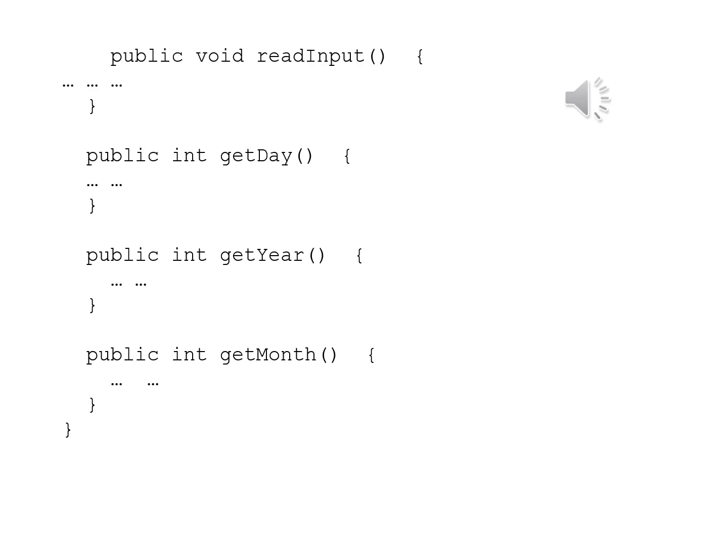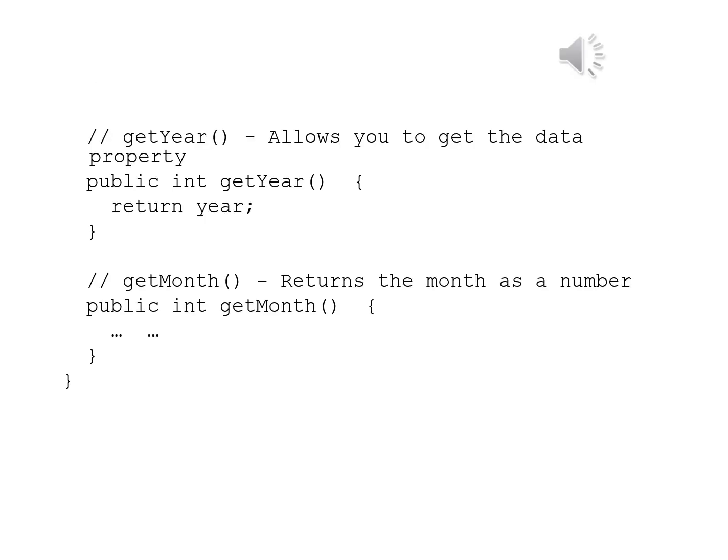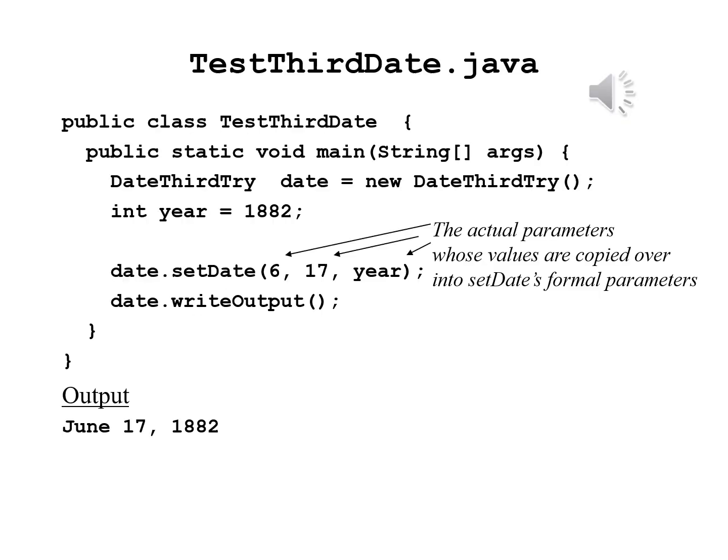It is worth noting that in this version of the class Date, readInput, getDay, getYear, and getMonth will all be the same. Now we see getYear and getMonth. They both now also remain the same.